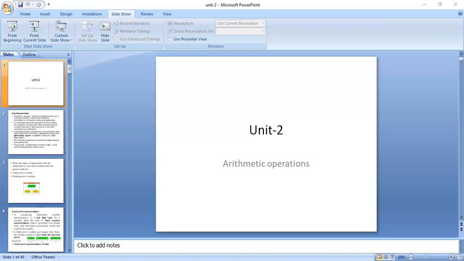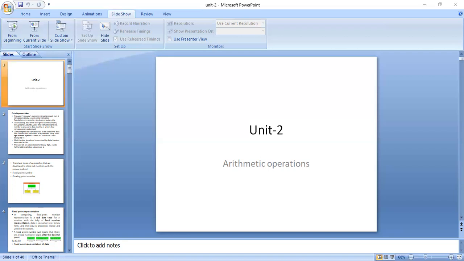Suppose the multiplier value is 1, which means add the multiplicand to the product register and place the result in the product register. So we add the multiplicand value to the product register, and the final output is again stored in the product register. Then we perform shift operations: shift the multiplicand register left one bit position, and shift the multiplier register right one bit position.